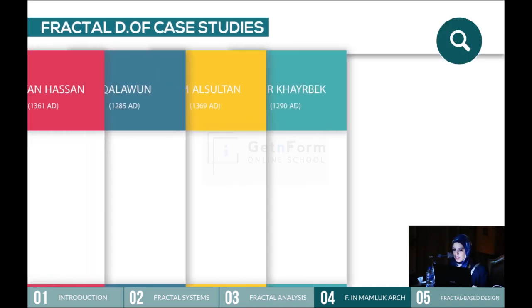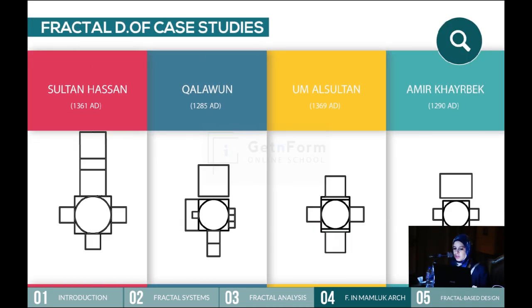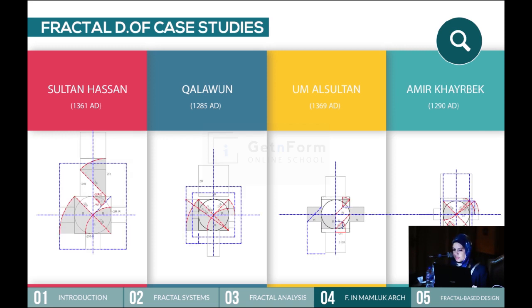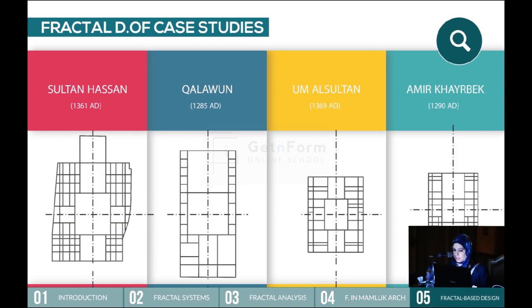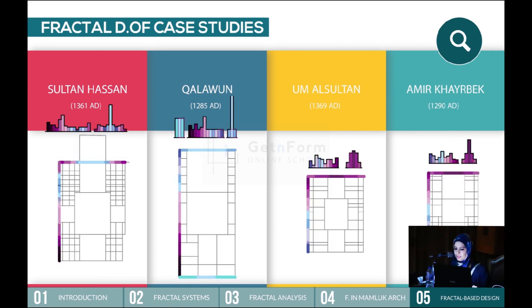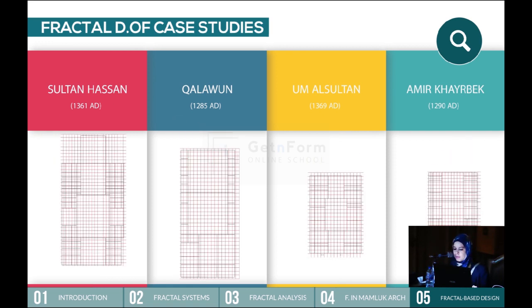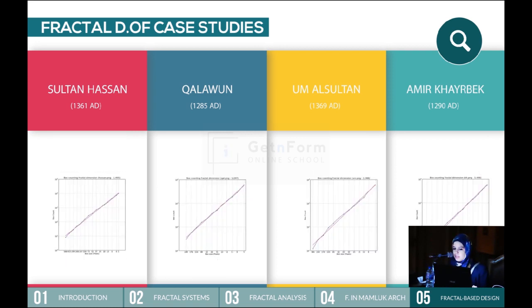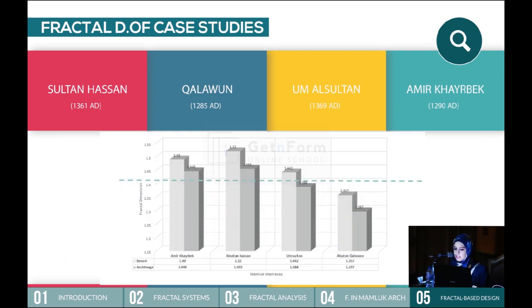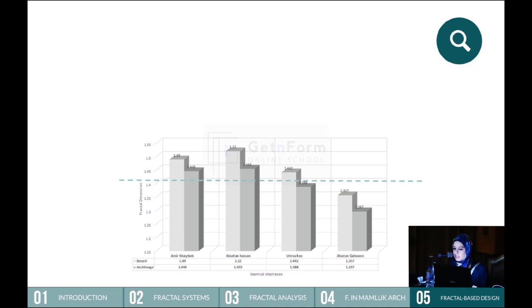The analysis: this is the proportional analysis of each case, geometric analysis, fractal rhythm, and box counting. The results are compared together by bar chart and to calculate the average, and it's shown here that the Sultan Hassan has the maximum values and the Sultan Qalawun has the least values.